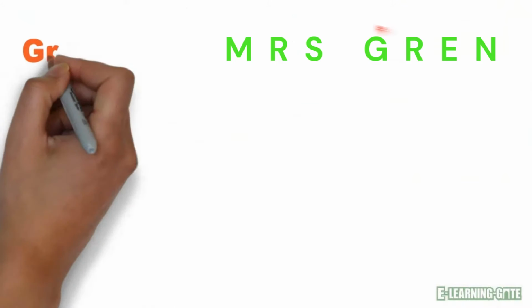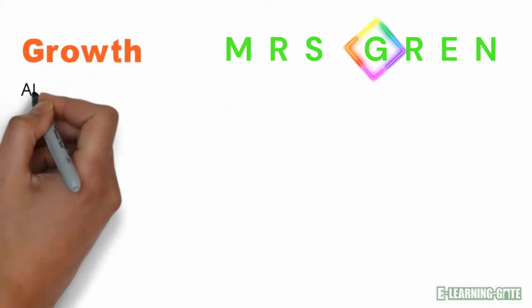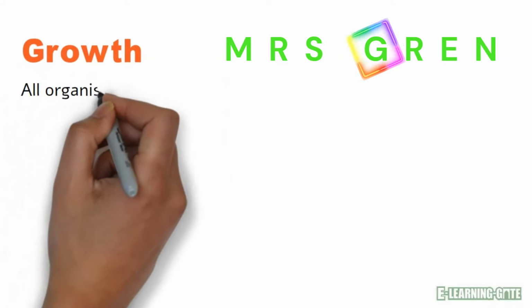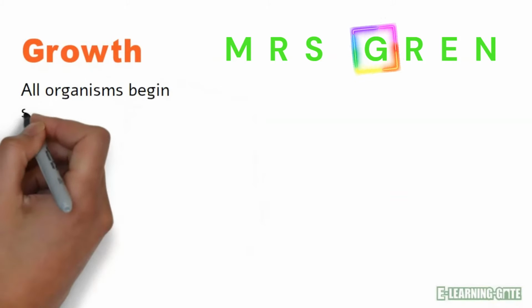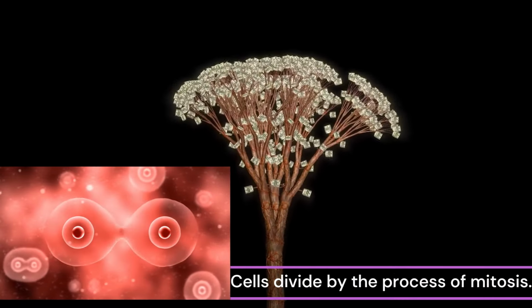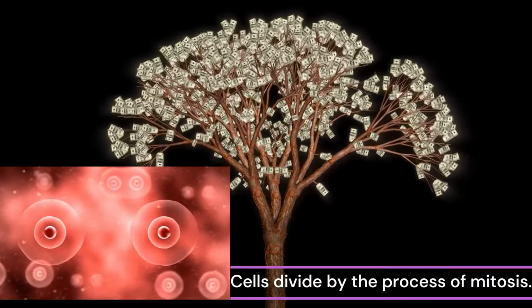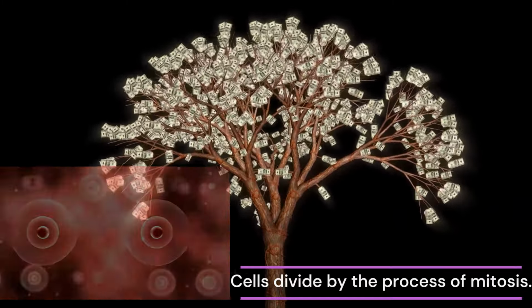The next very important feature of life is growth. All organisms begin small and get larger by the growth of their cells and by adding new cells to their bodies. Cells divide by the process which is known as mitosis.